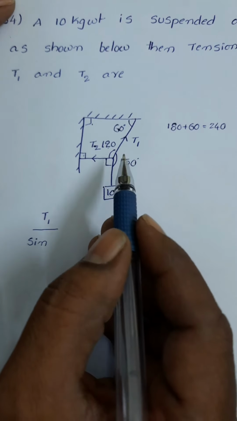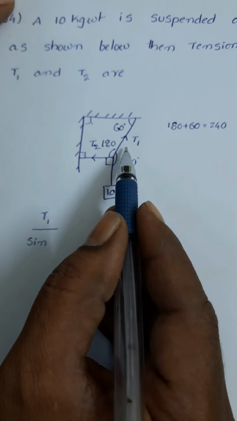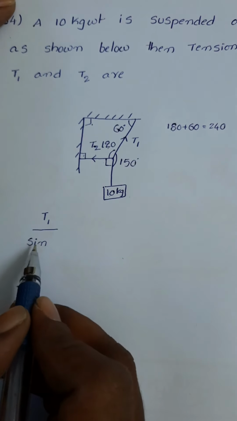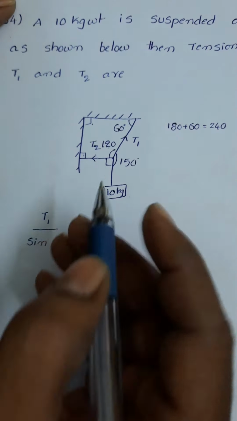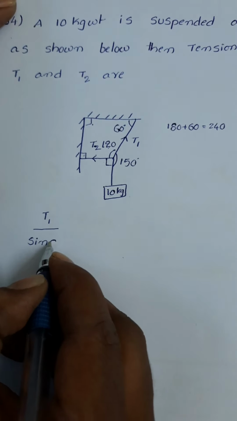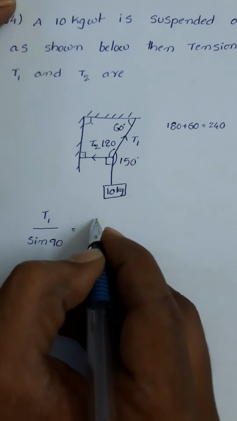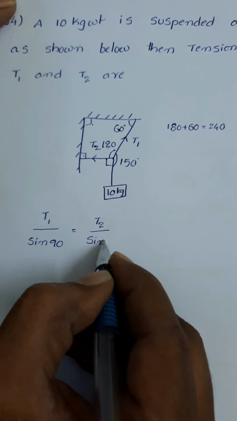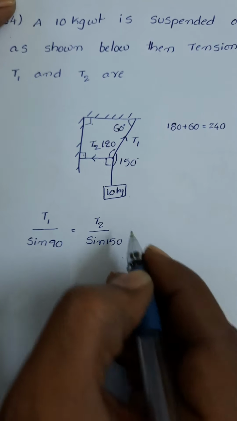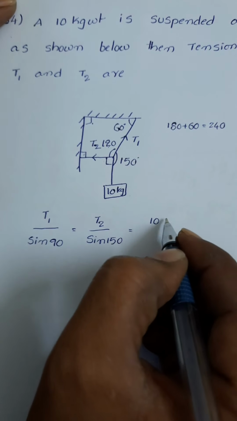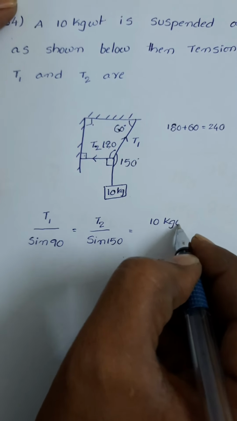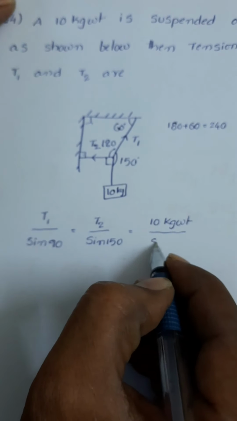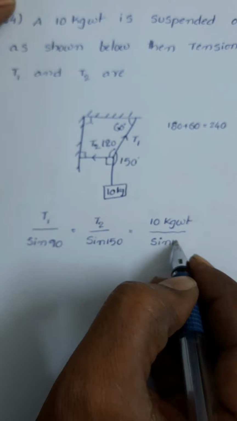According to Lami's theorem, the magnitude of either force divided by the sine of the angle between the remaining two is constant. So T1 divided by sine of the angle between the remaining two, which is 90 degrees, is equal to T2 divided by sine of the angle between the remaining two, that is 150, which is equal to the 10 kg weight divided by sine of the angle between the remaining two, that is 120 degrees.